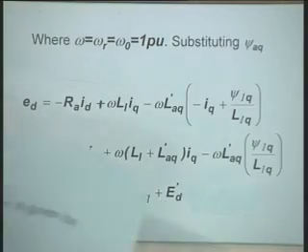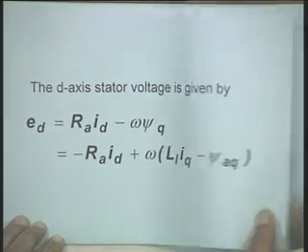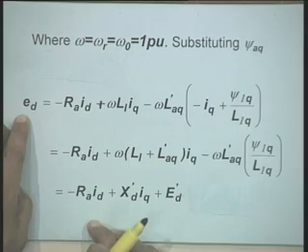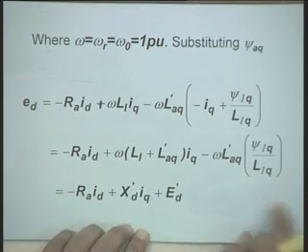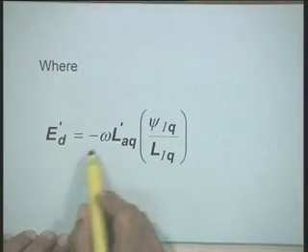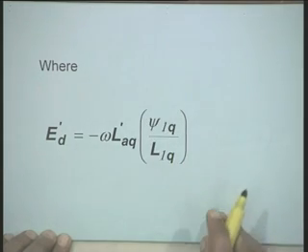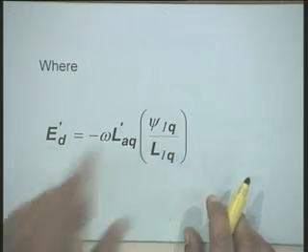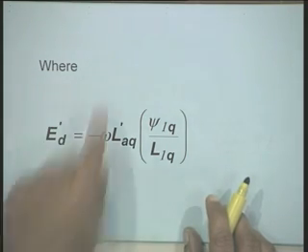In this expression for E d, you replace this psi A q. Once you replace psi A q, E d can be written in terms of I d, I q and E d prime. That is, this expression for E d is written as minus R A I d plus x d prime into I q plus E d prime. This E d prime is the important term here, expressed as E d prime equal to minus omega L A q prime into this. If we assume this psi 1 q constant, that is the flux linkage in the q circuit also constant, then this term is a constant term.